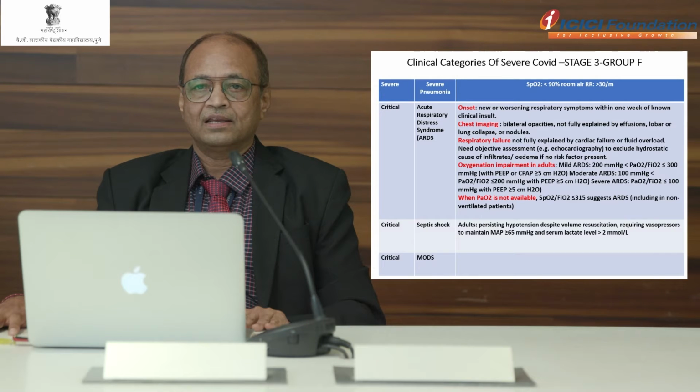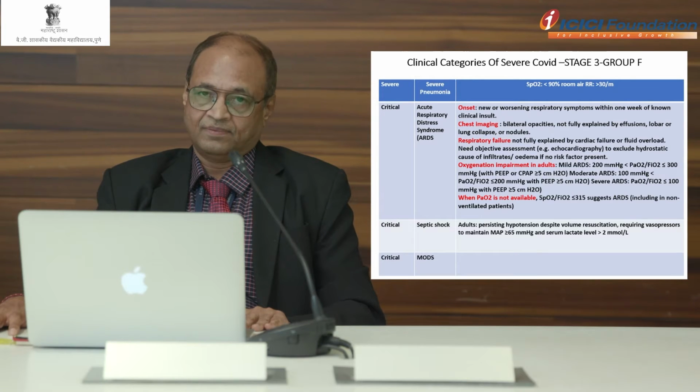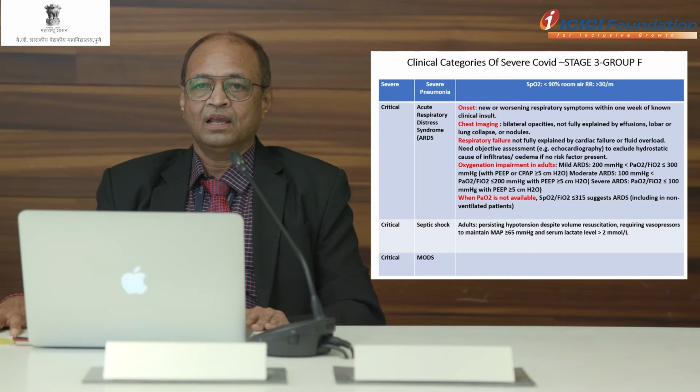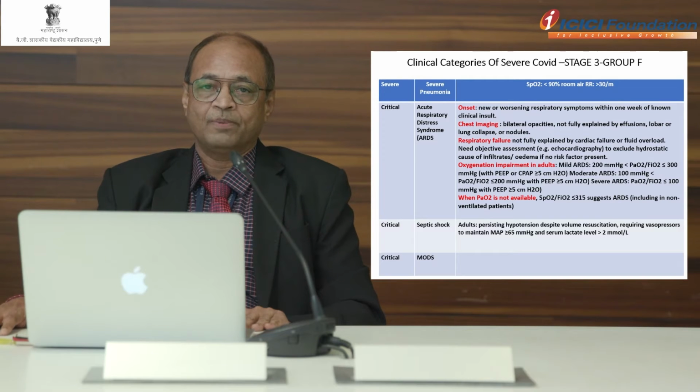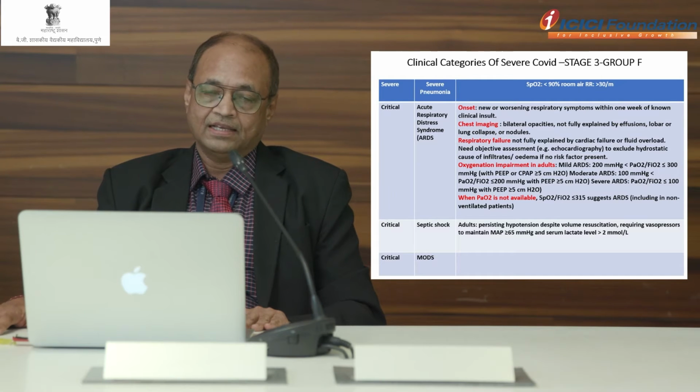One is mild ARDS, moderate ARDS, and severe ARDS. Mild ARDS is present when the PaO2/FiO2 ratio is between 200 and 300. Moderate ARDS is present when it is between 100 and 200, and severe ARDS is present when the PaO2/FiO2 ratio is less than 100. It is very important to classify ARDS in this format, because the management strategy is totally different for mild ARDS, moderate ARDS, and severe ARDS.